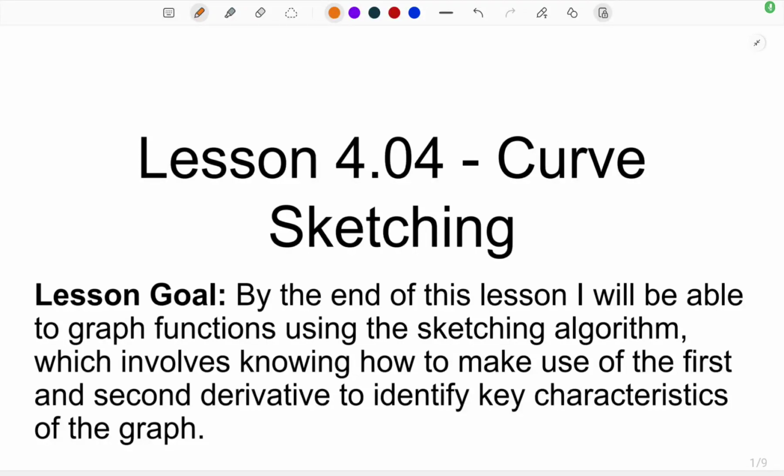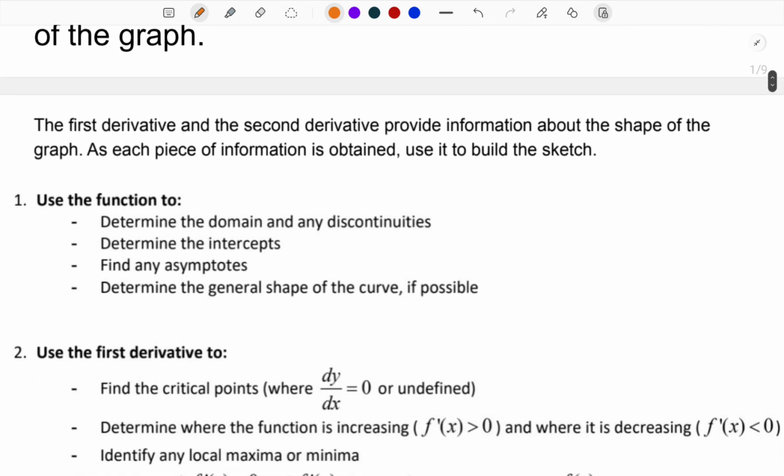Let's take a look at sketching graphs using all the tools that you've been building up, which is things like the first derivative, the second derivative. What's a critical point? What's a point of inflection? All those things we're going to use in building our graphs.